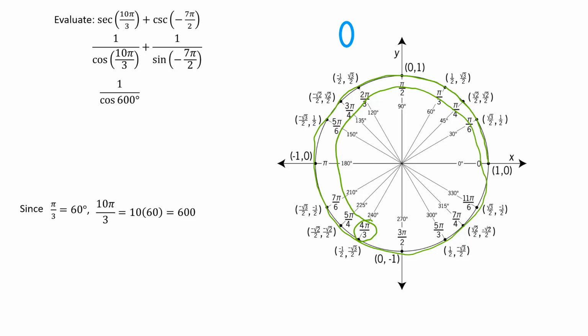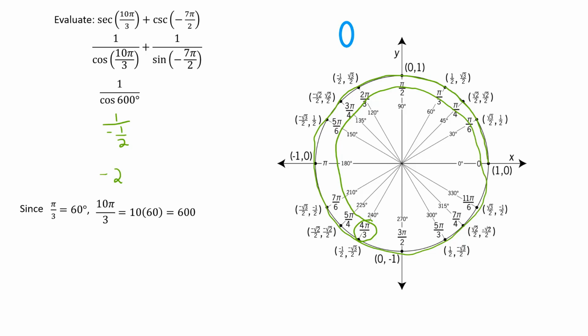So that is 4 pi over 3. That is negative 1/2, negative square root of 3 over 2. So we're looking for the cosine, which is the x-coordinate. So it's 1 over negative 1/2, which is just negative 2 for that.